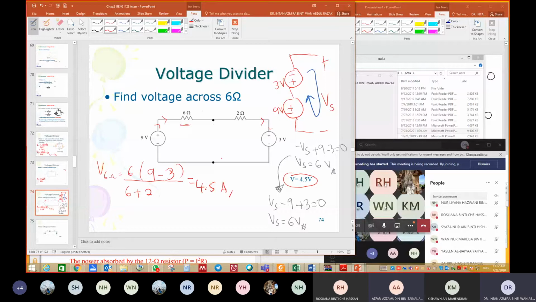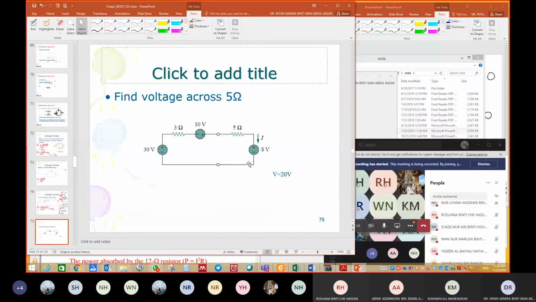Yes, not M, volts. Okay. Now, V of 5 ohm is equal to 5 divided by 8, that is 5 plus 3. Okay, and then multiply with the voltage source.